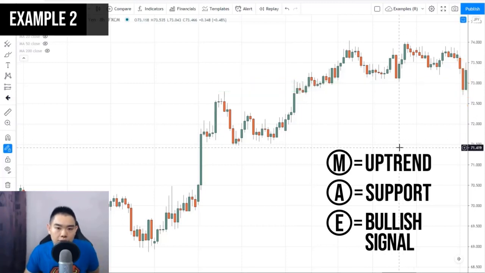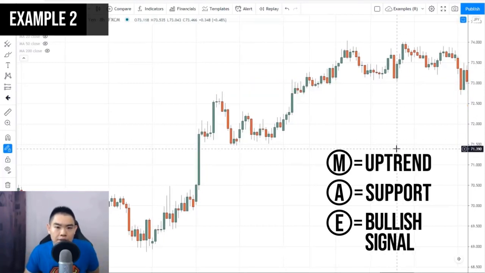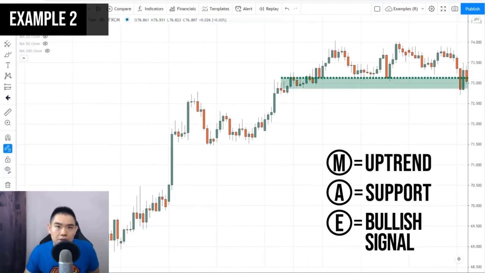So what you can do is enter on the next day open. Let's say on this candle here, the next day open, which is on this candle here. Okay, so now what about stop loss? Now you know where to enter, which is very simple, the next day open.